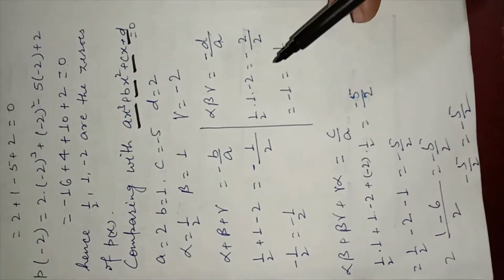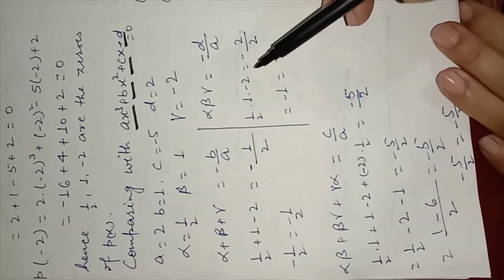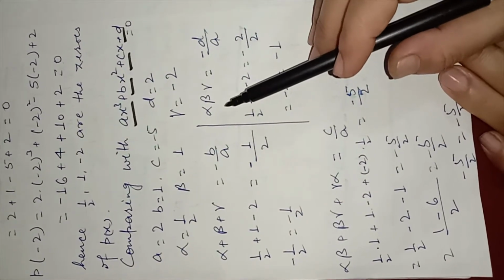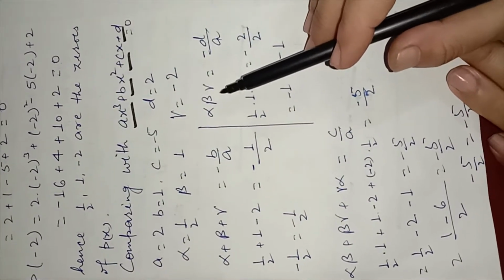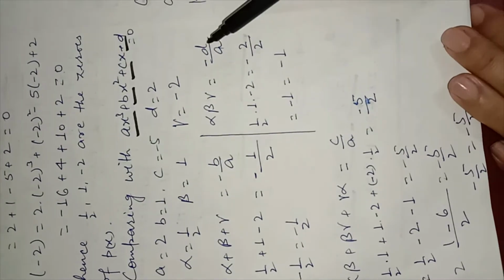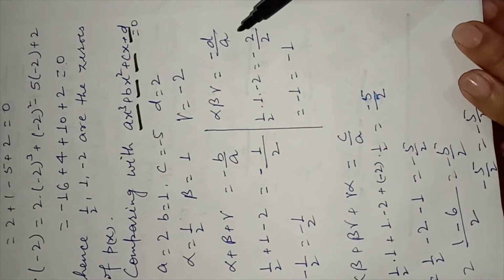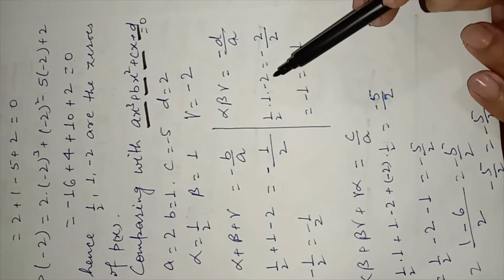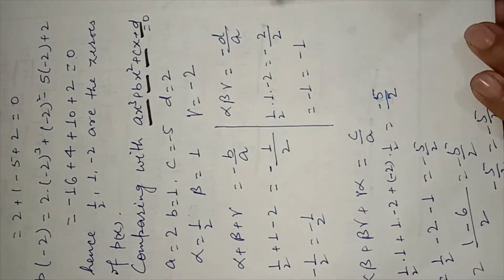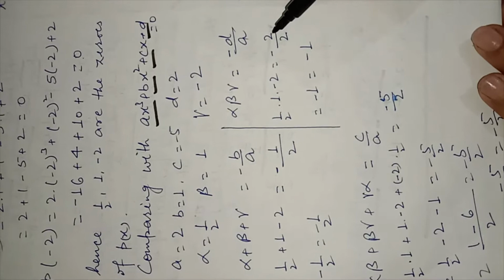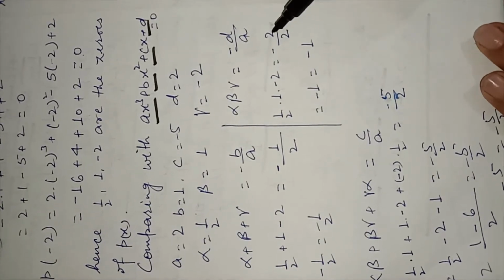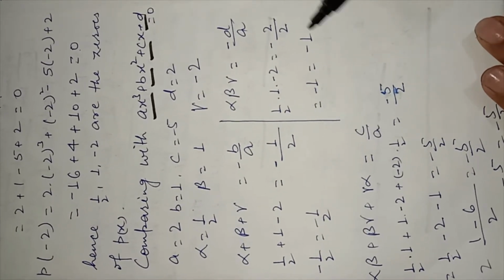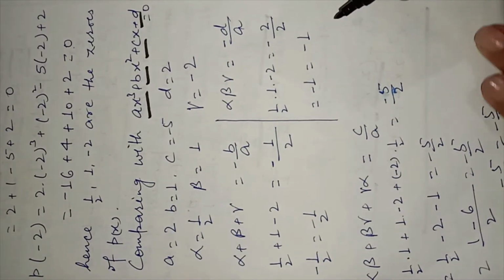So both sides are verified. Next, the product of zeros, alpha into beta into gamma, equals minus d upon a. We multiply all these factors, and on solving we get minus 1. The value of d is minus 2 and the value of a is 2, so they reduce, and we get minus 1 on both sides.